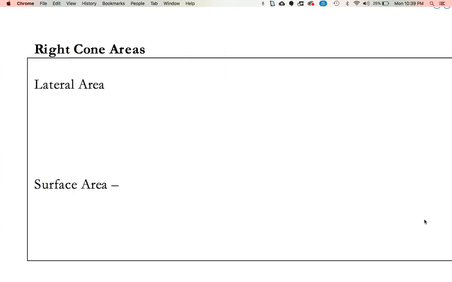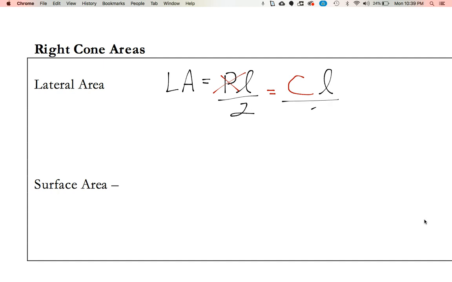So if we build off of what we said yesterday, lateral area is going to equal the perimeter times the slant height divided by 2. Since we're dealing with a circle, this is going to be circumference times slant height divided by 2.